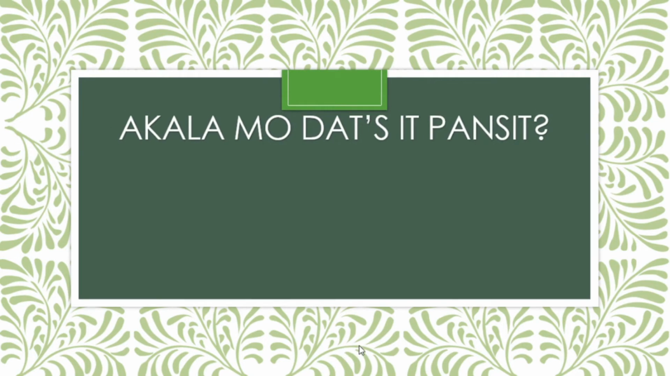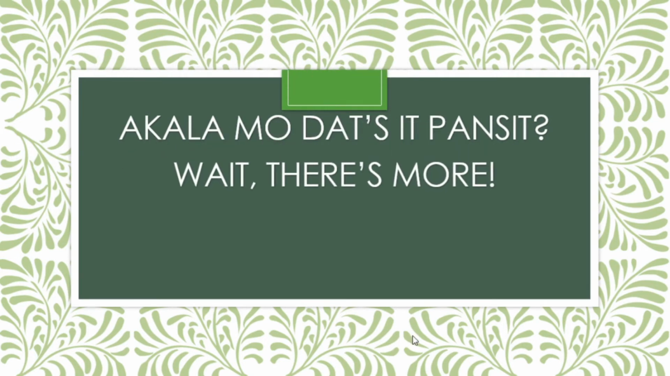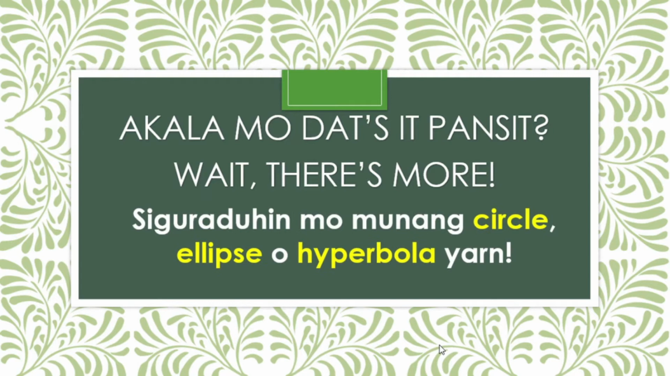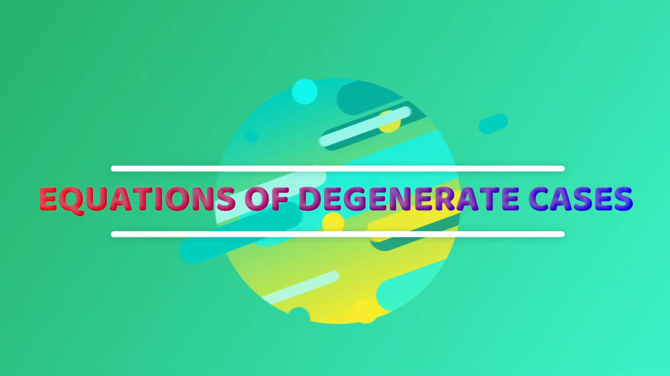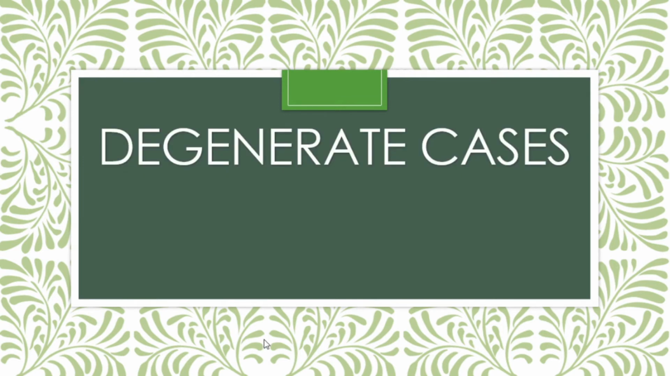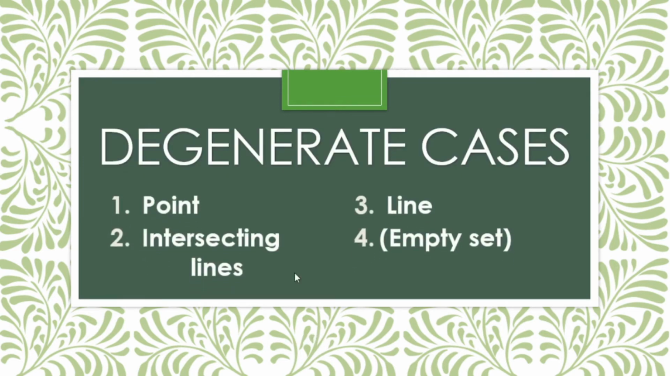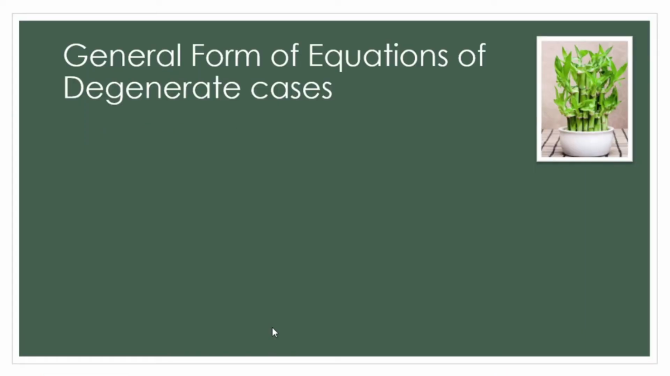So, akala mo that's it, pansit. Wait, there's more. Siguraduhin mo munang circle, ellipse, or hyperbola yan. Let's not forget that there are 3 degenerate cases. Namely, the point, the intersecting lines, and the line. Pero meron pa rin tayong isa pa, yung empty set, which is imaginary. So, welcome to the general form of equation of degenerate cases naman.